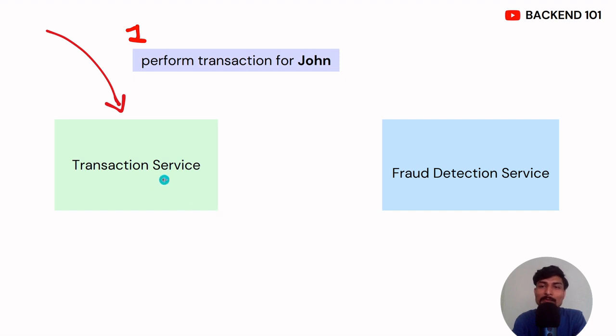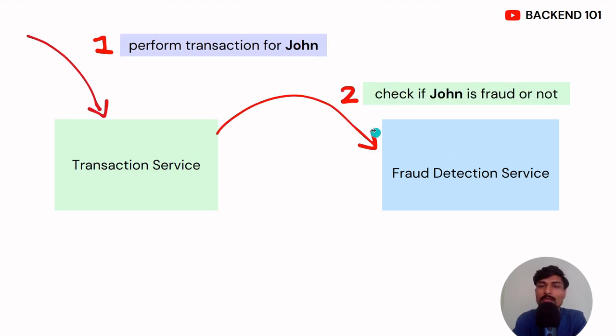One is the transaction service and the other is the fraud detection service. Transaction service performs the transaction for a given user. So let's say the user Zone requests a transaction. The transaction service needs to verify whether Zone is fraud or not. For that, it will call the fraud detection service.